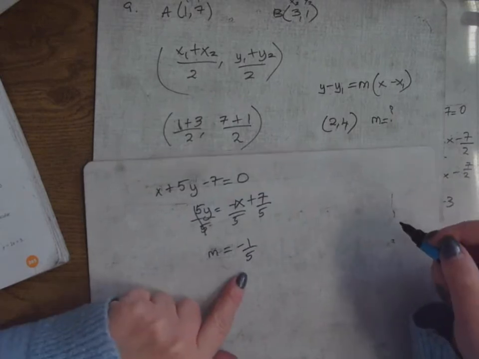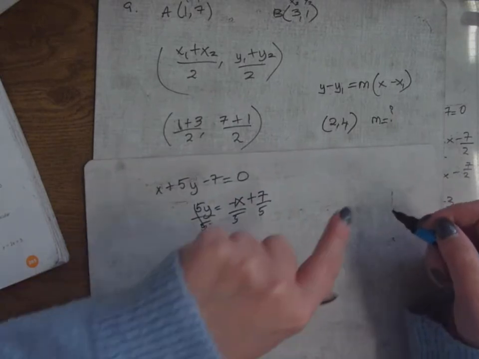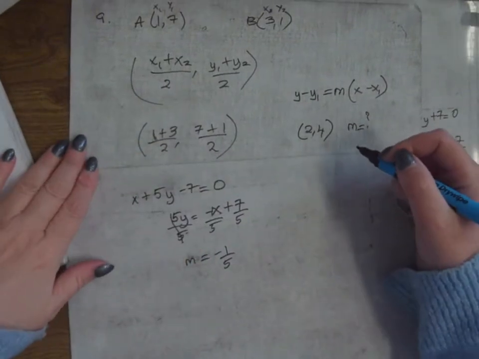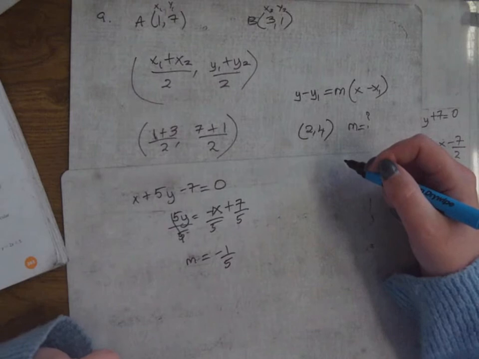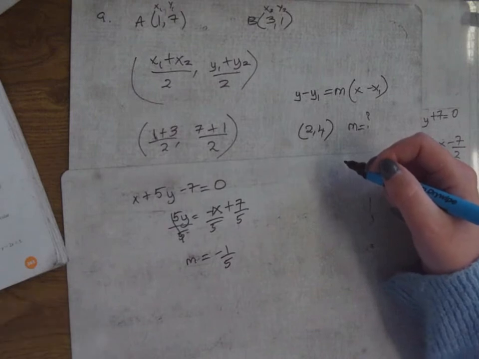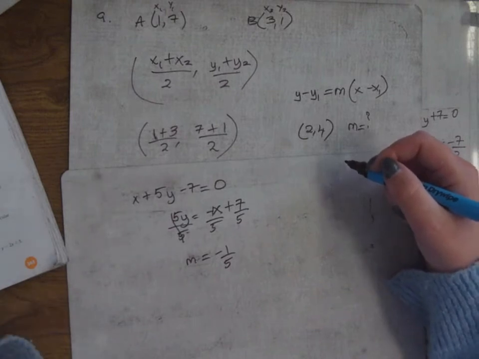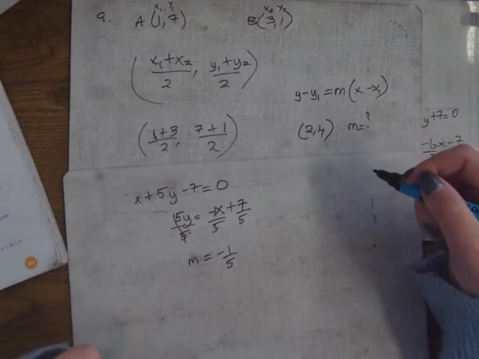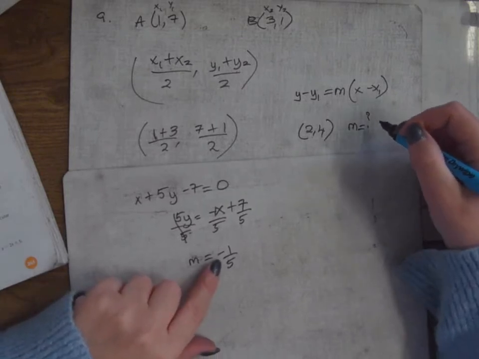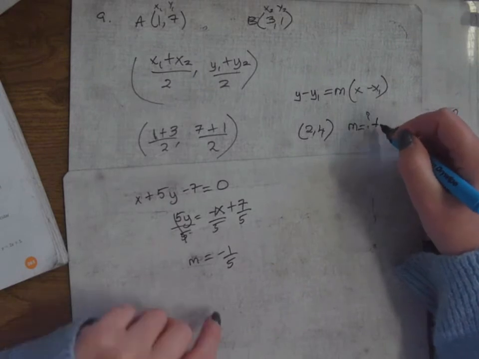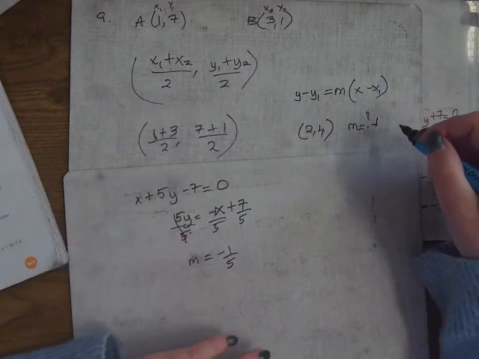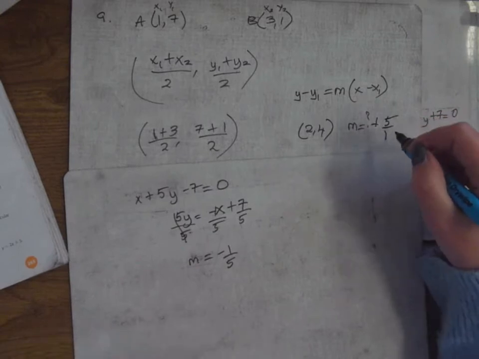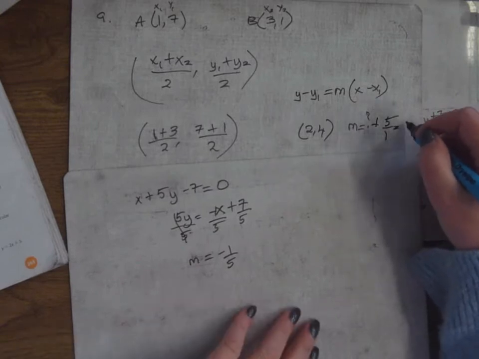Now, that's not the slope I'm looking for. The line I'm looking for is perpendicular, right? So what's the story with perpendiculars? How do you get the slope of a perpendicular line? Turn it upside down and change the sign. So it was a minus, it's now a plus, and it was 1 over 5. What's it now? 5 over 1. Now 5 over 1 is just what? 5. 5 over 1 is just 5.